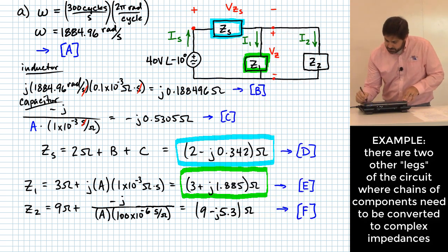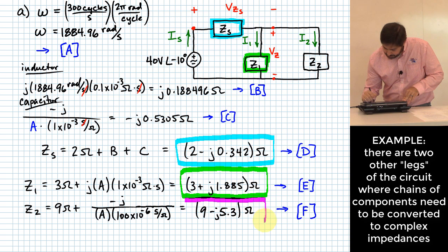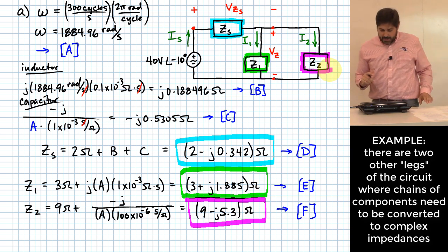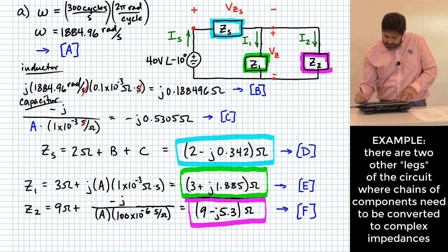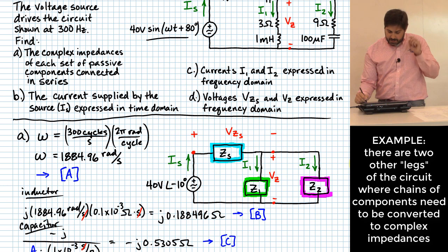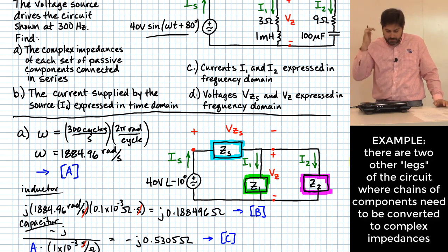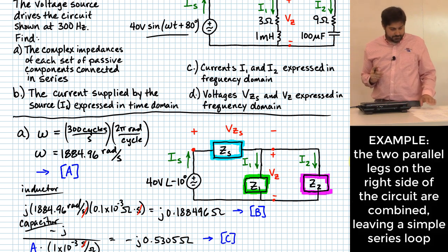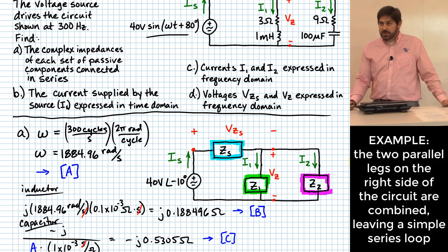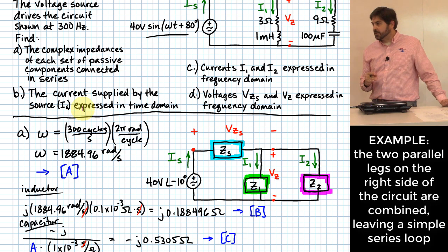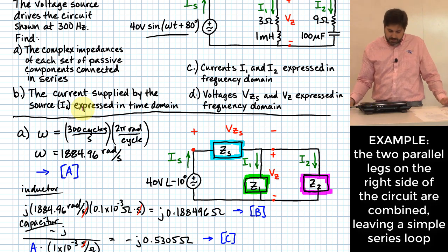Okay, and because we were color coding some other things, let me color code this one also. That is this impedance that we have right over there. All right, I think that may take care of everything that was asked for in part A. It said, find the complex impedances of each set of passive components connected in series. All right, what does it ask for next here? We need to know what this current is that's supplied by the source, and it asks us specifically to give that to them in time domain. Okay, we can do that.